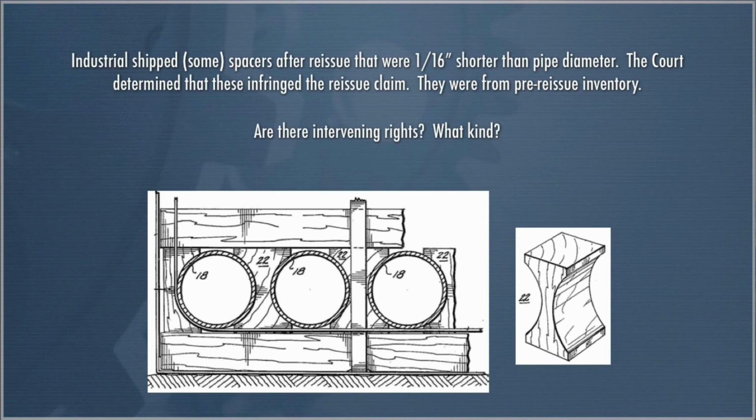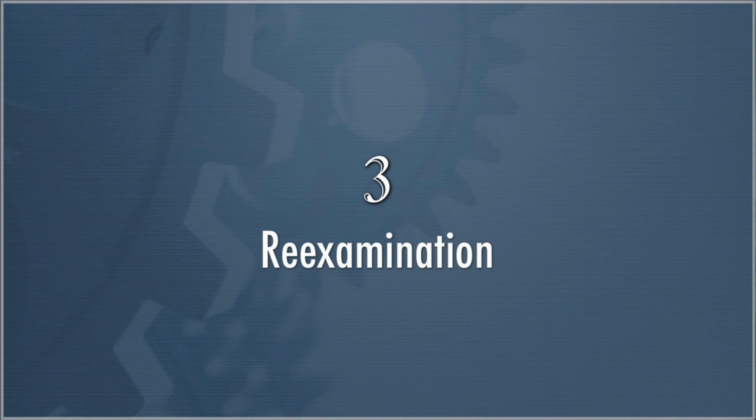And so the court says that you are allowed, as part of the equitable principle of intervening rights, to use the pre-reissue inventory under these situations, even if what you're doing is shipping goods after the reissue patent has been granted and you infringe the reissue patent. Right? And so in this case, the court did find intervening rights. Next, we move on to reexamination.